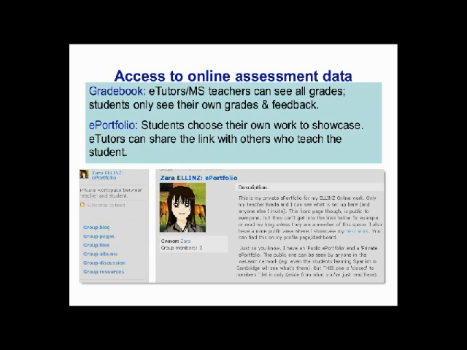Just so that you know who sees the assessment data, in the student's grade book, e-tutors and mainstream teachers can see all the grades, but the students can only see their own grade. And we've already talked about the e-portfolio. With the private one, students can decide who they share the link with.